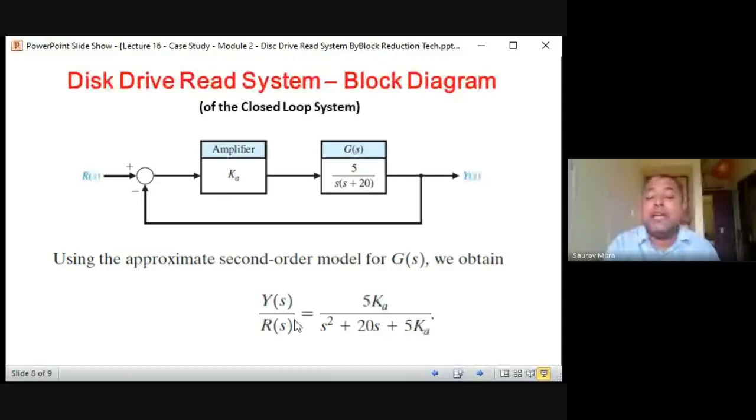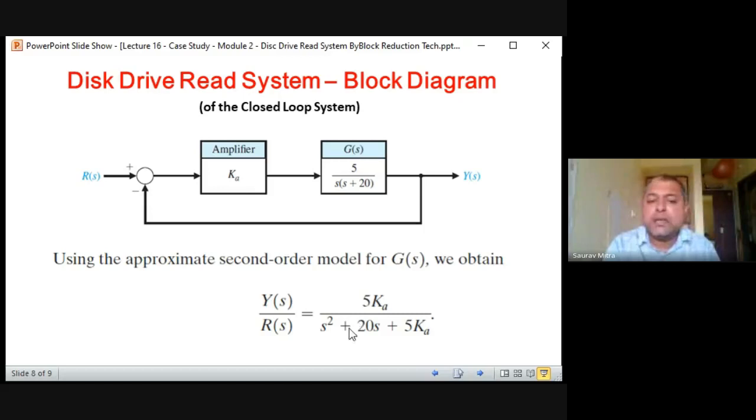So Y(s) by R(s) is this. Now I ask you to find the step response. How can you find the step response? Y(s) is equal to R(s) times the right side, 5K divided by s square plus 20s plus 5K, and if it is a unit step input, then we substitute R(s) as 1 by s. That means Y(s) is equal to 1 by s into this whole thing. Now there will be three roots in the system because R(s) is 1 by s. Then you have to do partial fraction and find Y(s).